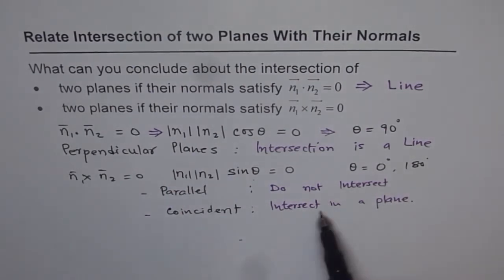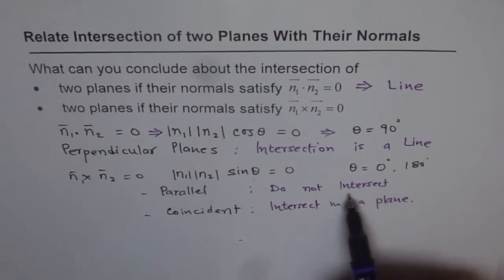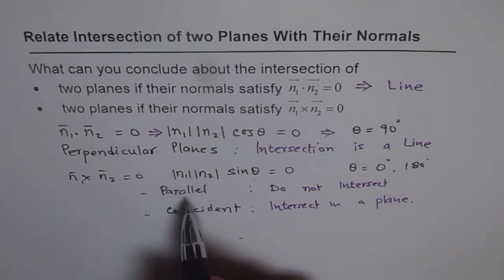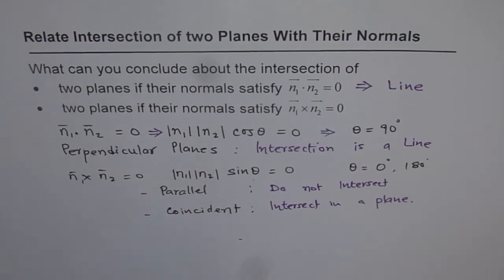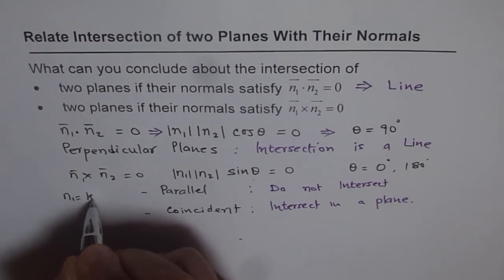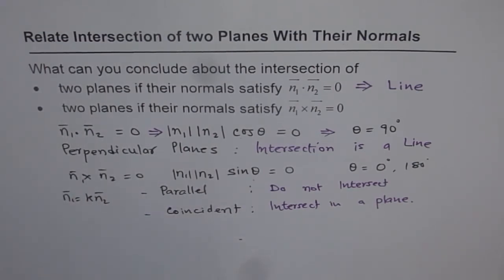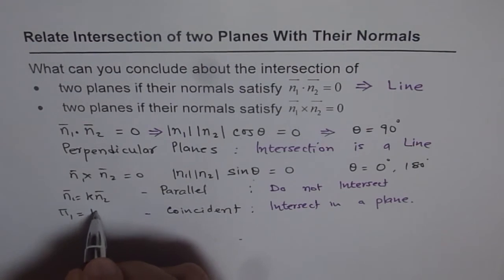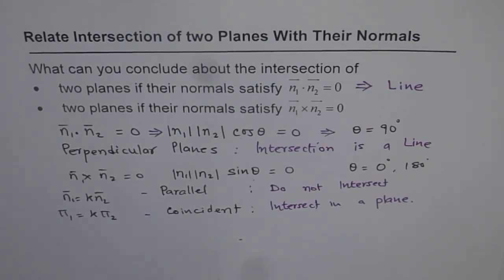Now how can you find which one is true out of this? You can find whether they intersect or not, whether they are parallel or coincident, by checking if the whole equation of the plane is a scalar multiple. In both these cases, we know that n1 equals k times n2. But they are coincident if pi 1 equals k times pi 2. Do you understand? The equation of the plane is itself a scalar multiple. In that case, they are coincident. So that is how you can check and verify quickly whether they are coincident or parallel. That is not an ambiguity at all.